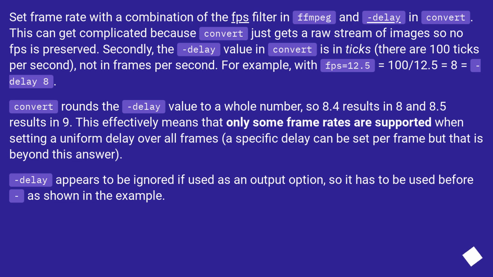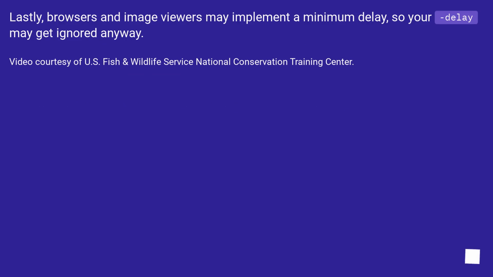Convert rounds the delay value to a whole number, so 8.4 results in 8 and 8.5 results in 9. This effectively means that only some frame rates are supported when setting a uniform delay over all frames. A specific delay can be set per frame, but that is beyond this answer. Delay appears to be ignored if used as an output option, so it has to be used before, as shown in the example. Lastly, browsers and image viewers may implement a minimum delay, so your delay may get ignored anyway.